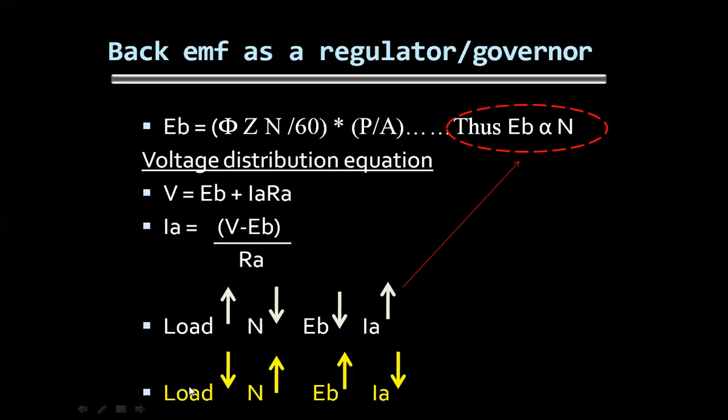On the similar lines, if load decreases, speed will increase, motor will accelerate, because of which back EMF will increase. Again, see the equation. If back EMF increases, the armature current will decrease. So if you decrease mechanical load on motor, it will require less input, and obviously it will draw less amount of current. So in this way, the back EMF is regulating the current drawn by motor. So this concept is back EMF as a regulator or as a governor.